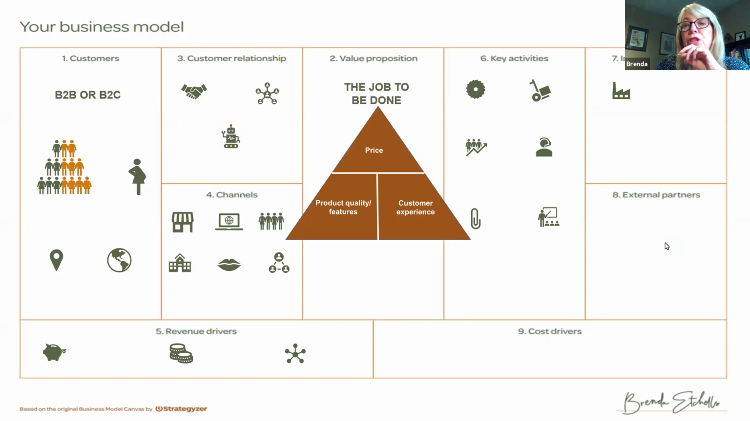So resources, what do you need? Do you need some sort of office space or factory space? Do you need machinery, equipment? Do you need IT and phones? Do you need people, particularly thinking about your people, and who of those people are really key to making your business happen? If it wasn't for them, then this business wouldn't be able to run.